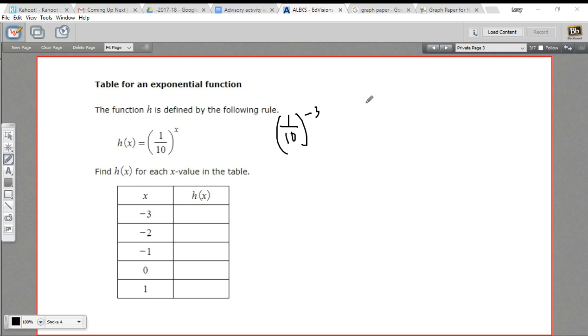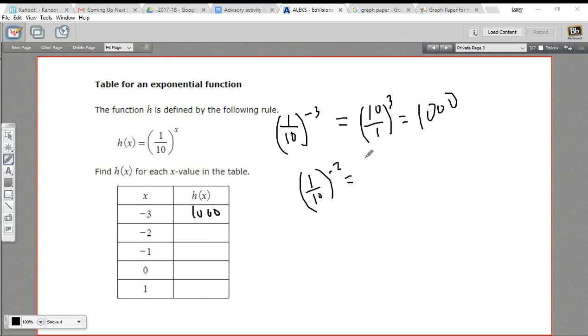So we can just do the negative part by making this 10 over 1 and raising that to the third power. Of course, 10 over 1 is just 10, and 10 to the third power is 1,000. So that's 1,000. Then we'd have 1/10 to the -2. And if I do the negative part, I just get 10 over 1 again, and that's going to be squared, and that's 100. The -1 power, 1/10 to the -1, means all I have to do is flip the fraction. So this is 10 over 1, or just 10.